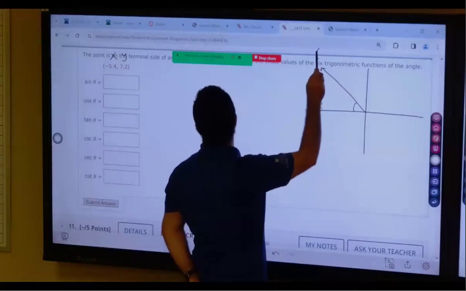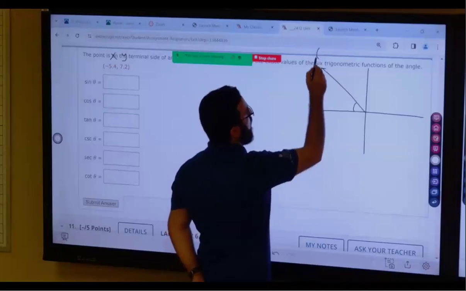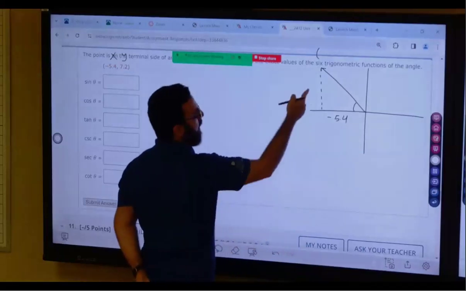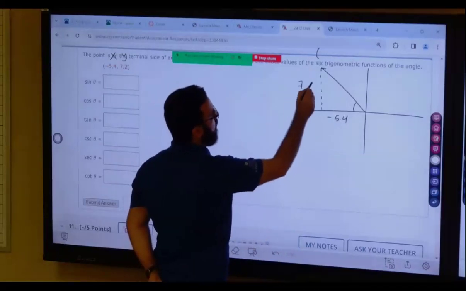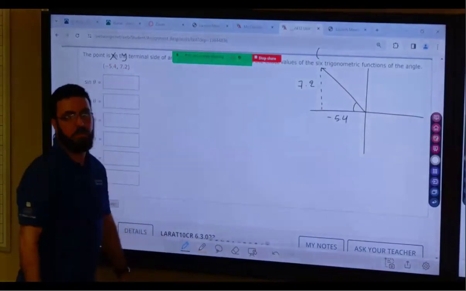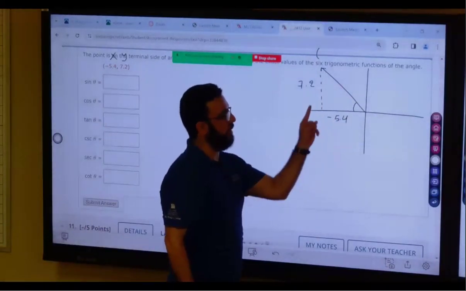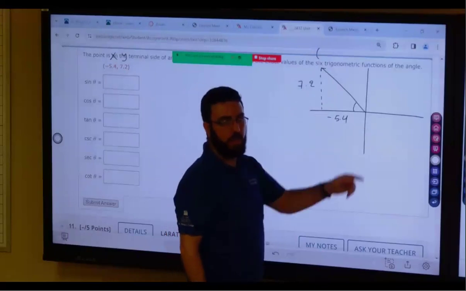So here is the point, which is negative 5.4. That means the x is negative 5.4, and the y going up is 7.2. That means I have two sides. Pythagorean theorem. Here's the first side, and here's the second one. I need to find the third one.